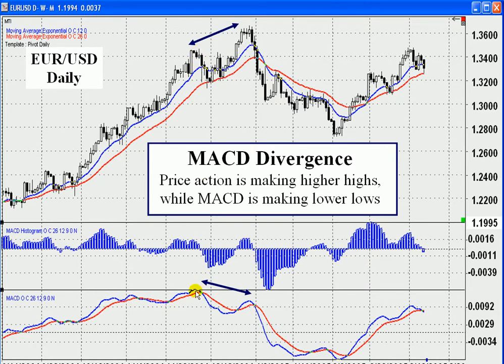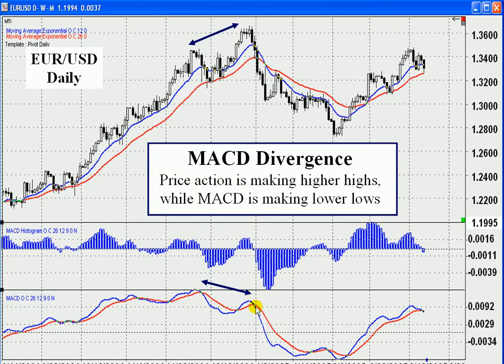And now watch this. You see here how price is moving higher above this high, so price is making higher highs, but MACD makes a lower high. What we call that is a divergent characteristic. So the MACD is making lower highs while price is making higher highs. They are diverging from one another at this stage.